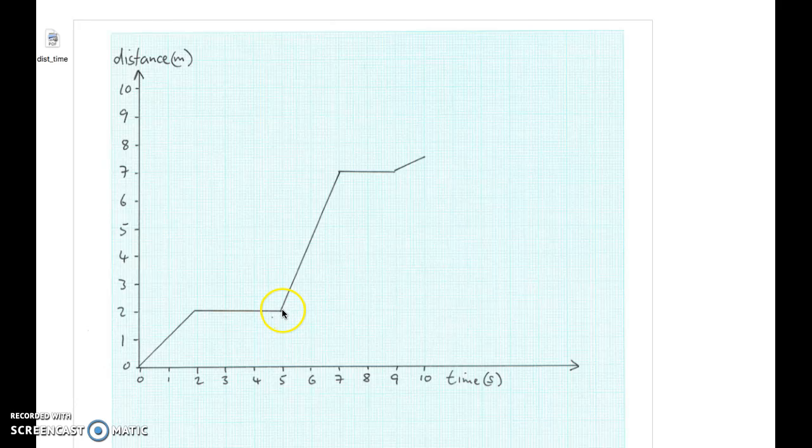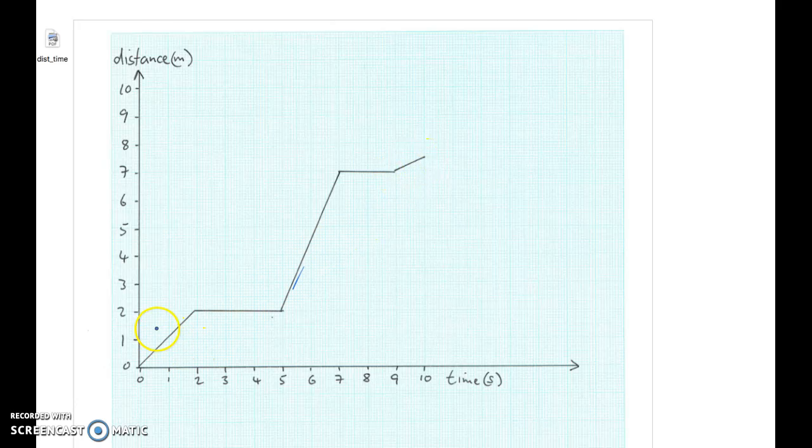And then in this part of the graph, we can see that distance is increasing. In fact, it's increasing quite quickly, up to 7 seconds. So between 5 and 7 seconds, it goes between 2 and 7 meters. So it actually travels 5 meters there in that 2 seconds. Then between 7 and 9, its distance doesn't increase anymore, so it remains stationary, and then its distance increases again. So what can we tell?